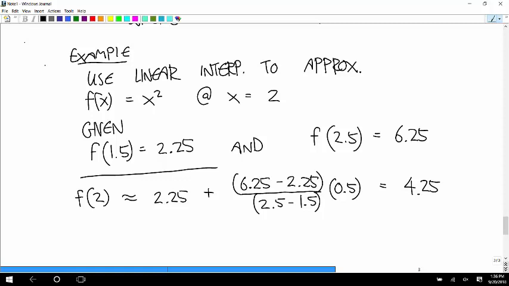So those two, x1 and x2, are pretty far apart. But it gives you something in the ballpark. If we changed those to 1.9 and 2.1, we'd get a value that was a lot closer. The true value, what's the true value? 4, yeah. So it's pretty close to 4.